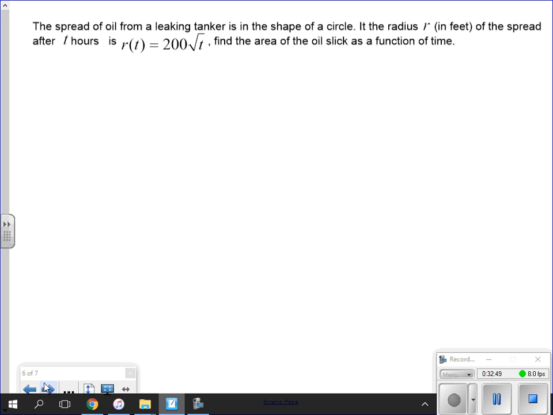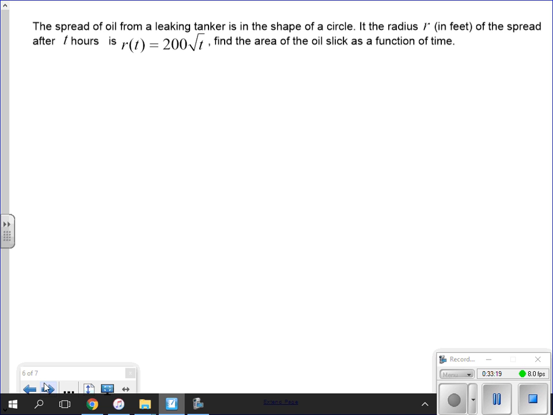And last but not least, we're going to create a composite function to describe this situation. The spread of oil from a leaking tanker is in the shape of a circle. Oh, isn't that convenient? The radius r in feet of the spread after t hours is r of t equals 200 root t. Find the area as a function of time.